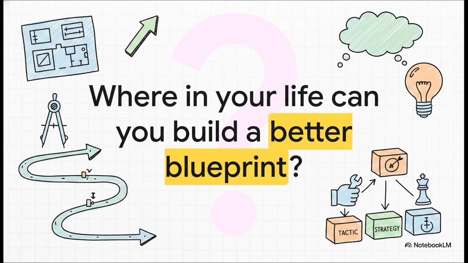Think about a project you're on right now, or a skill you're trying to learn, or some big goal you have. Are your day-to-day actions really aligned with your methods? Are those methods actually serving your bigger strategy? And most important, is that strategy a true reflection of your core approach, your why? Now that you have this model, where in your life can you build a better blueprint for success?